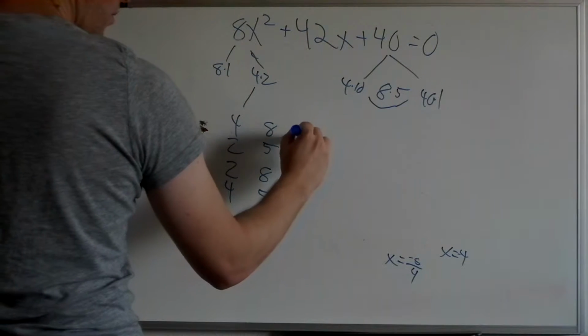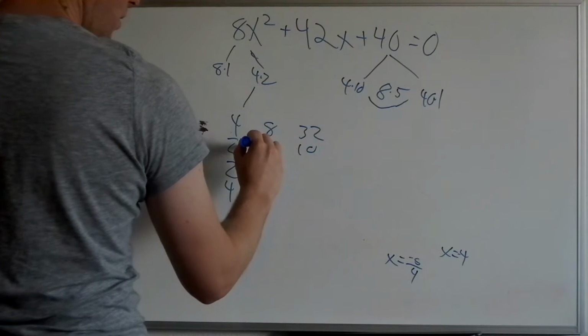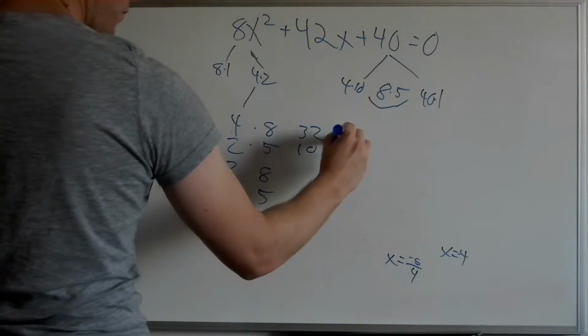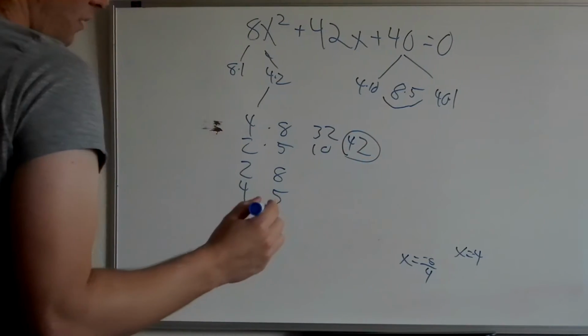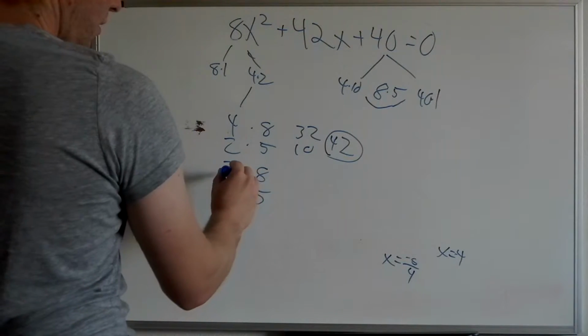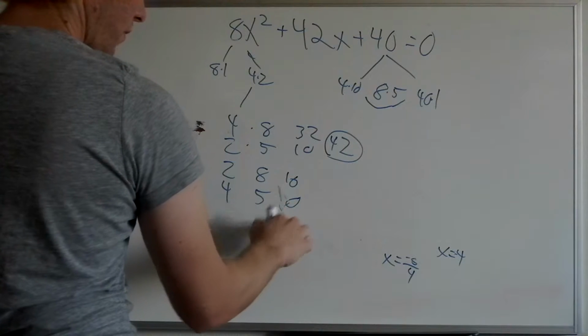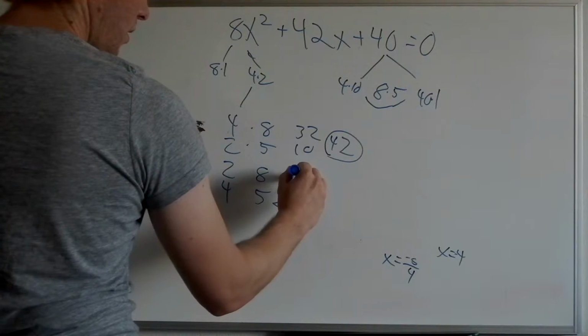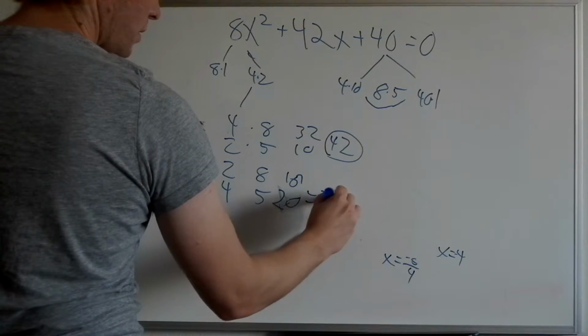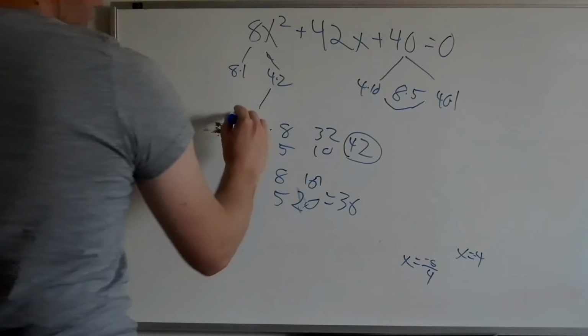So this is 32, and this is 10. So that equals 42. So we have another solution. Then this is 16, and this is 20. That was very quick. And that equals 36. So again, same way here.